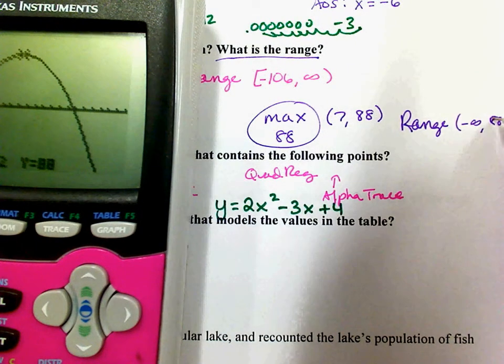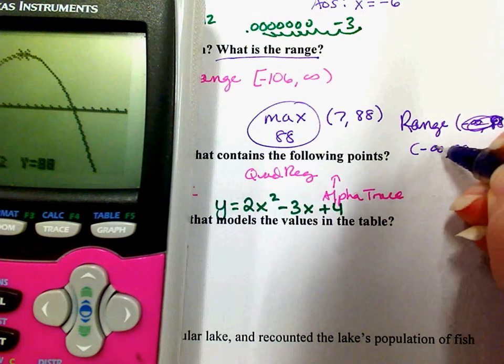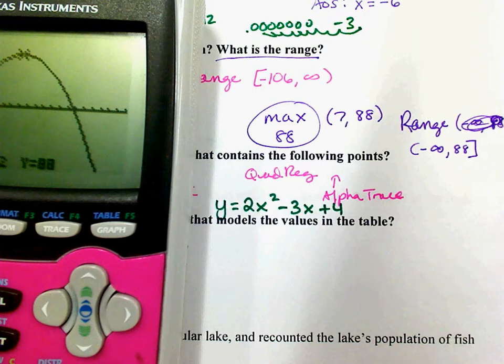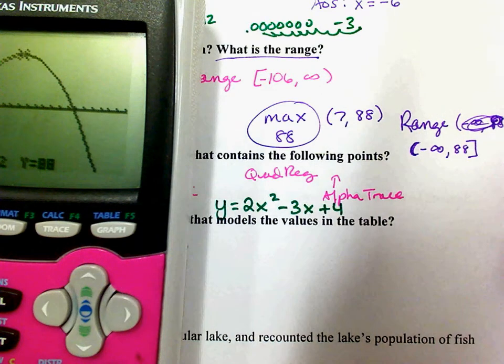Good Lord. Nope, you always go low to high. Okay, I put a parentheses here because we can never include infinity. You never actually reach infinity. Because we actually reach it, we include it with a bracket saying we reach 88.